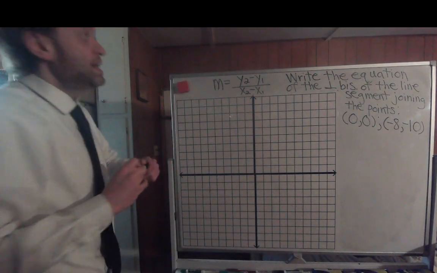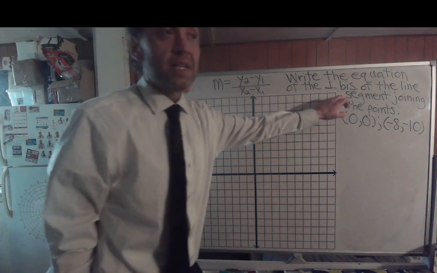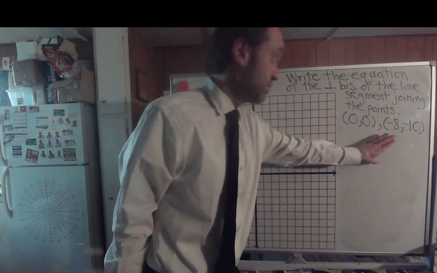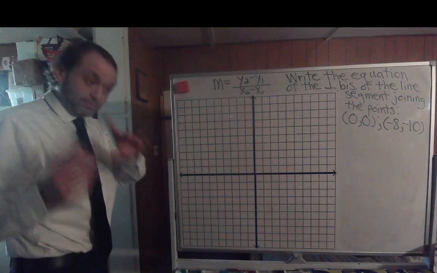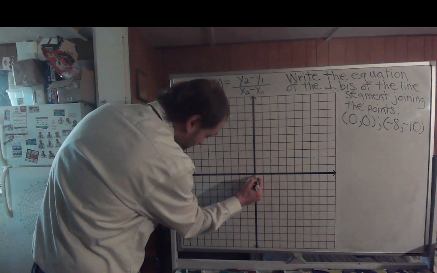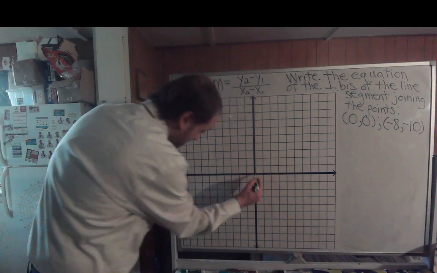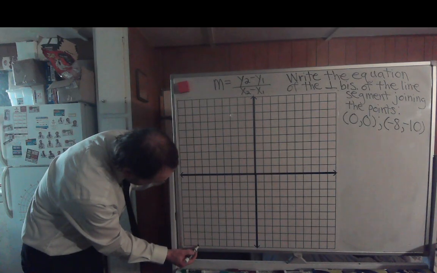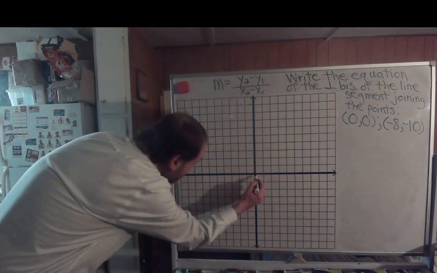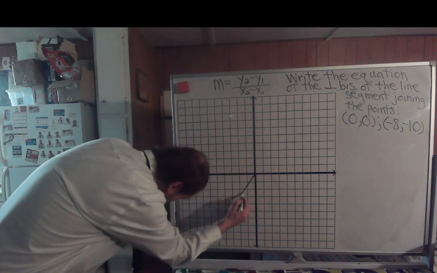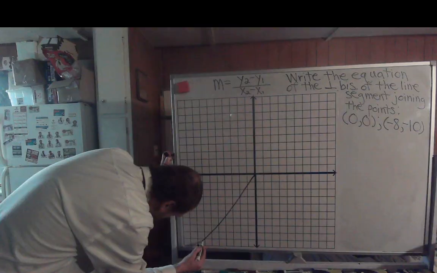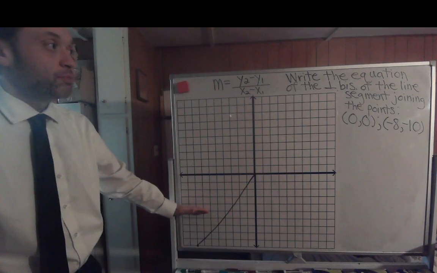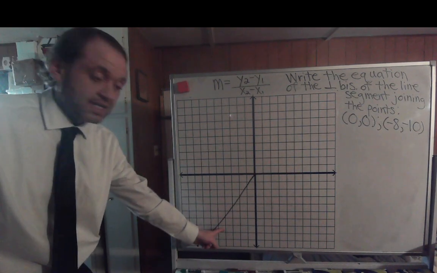Alright, so we need to write the equation of the perpendicular bisector of the line segment joining the points 0, 0, negative 8, negative 10. Let's plot our points first. Here's 0, 0, negative 8, negative 10, excuse me. Here's negative 8, negative 10. There we go. We need to find the perpendicular bisector of this line segment right here.